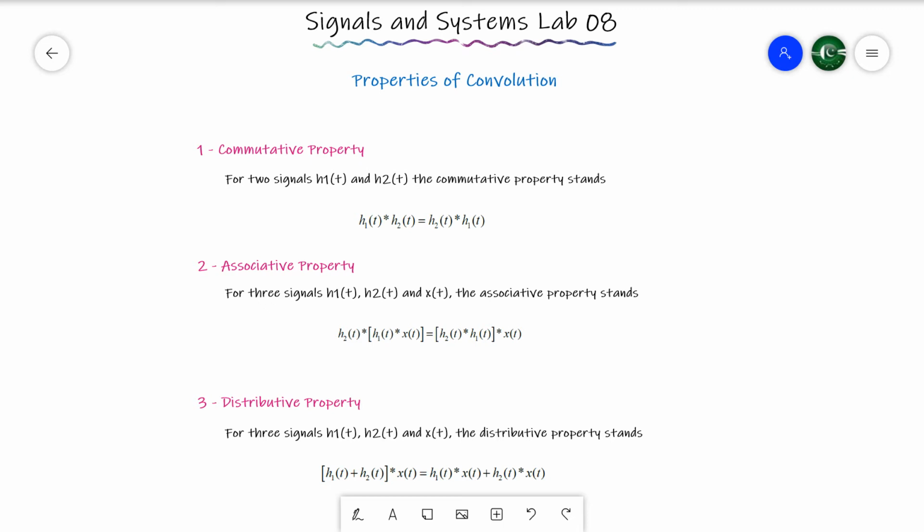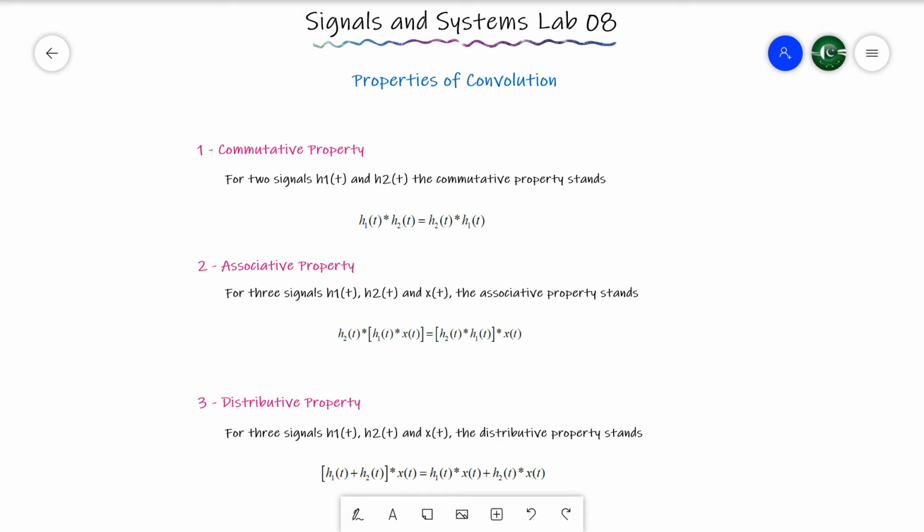So the first topic for today is the properties of convolution. The first property of the convolution is the commutative property. A commutative property is just if we convolve H1 and H2, it is the same as we convolve H2 and H1. Okay, if we change the order, it doesn't make any difference.